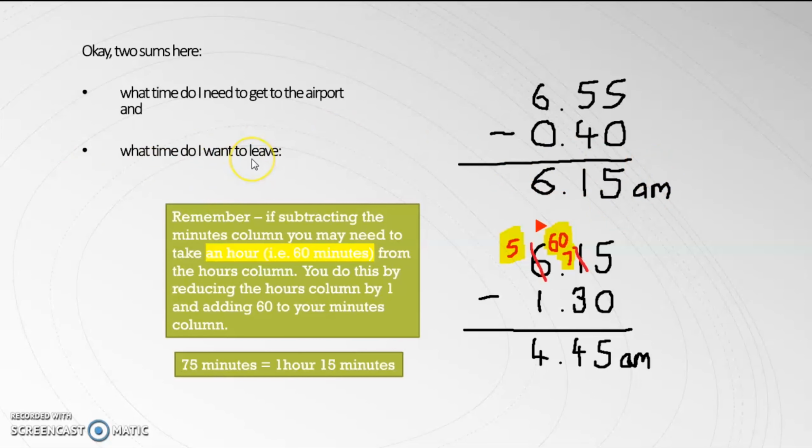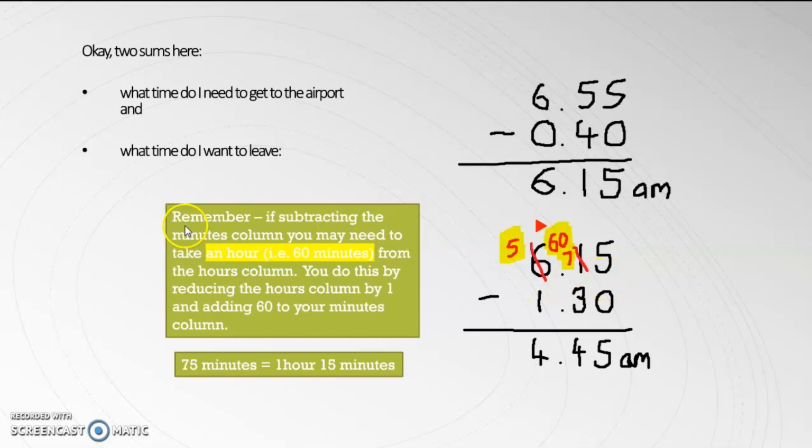What time do I want to leave? I live an hour and a half from the airport. An hour and a half written out looks like that. 1 hour and a half an hour is 30 minutes. So 1 hour, 30 minutes. Now I want to be there at 6:15. So I'm going to subtract again. There's my minus sign. Subtract 1 hour and 30 minutes from 6:15.